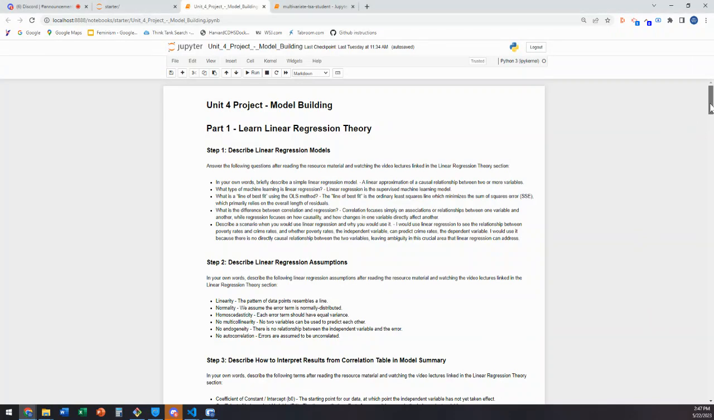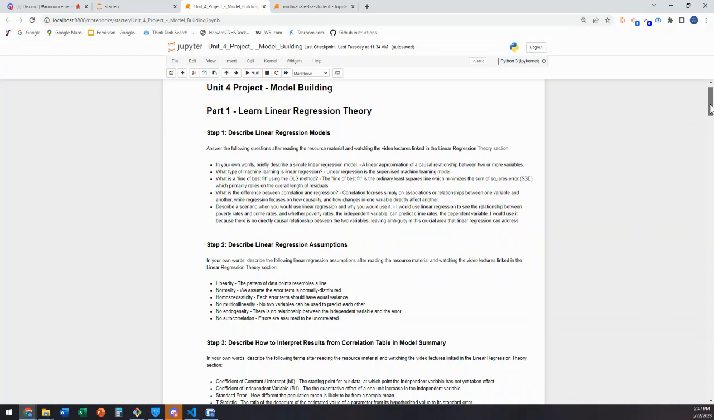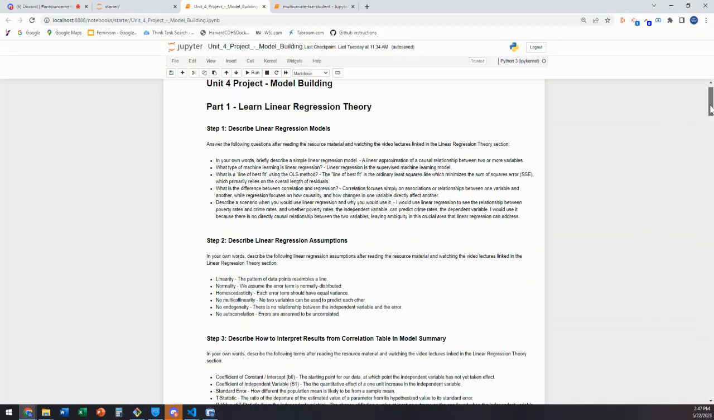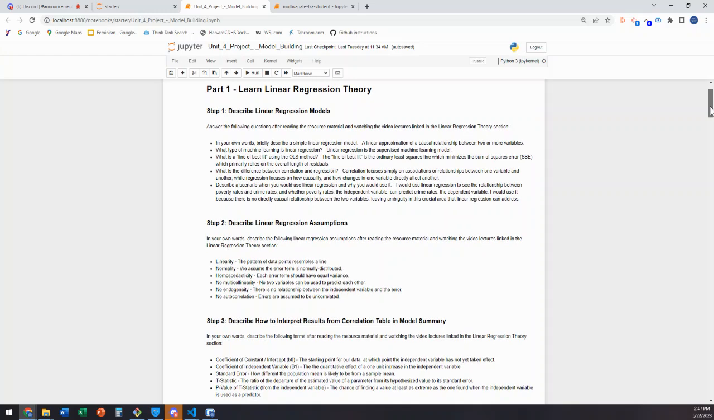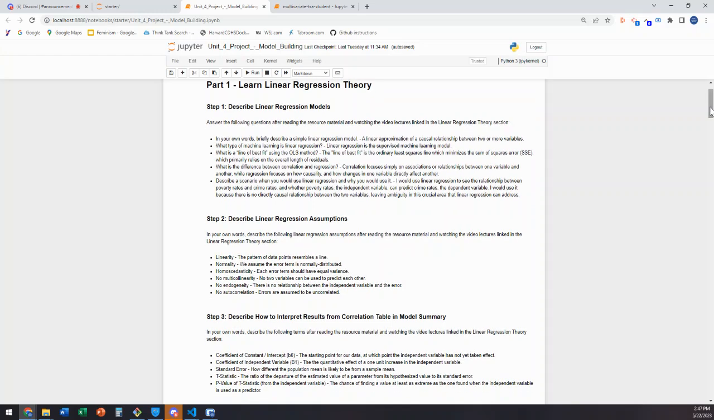So right here, I've described crucial terms such as linear regression models and what a least squares regression line is, and basically the fundamental difference between a correlation and a regression is that while a correlation just focuses on an association or relationship between two variables and whether they just happen to go together, a regression focuses directly on how one variable causes another, on causality.